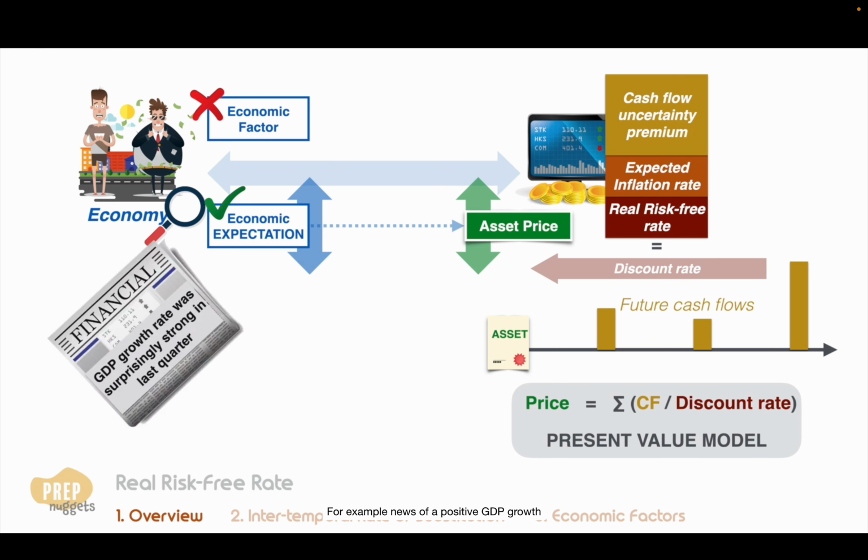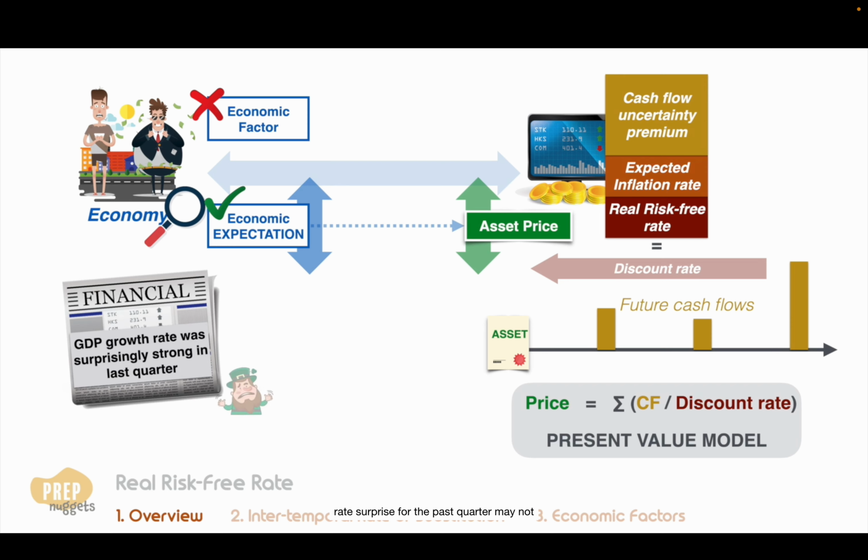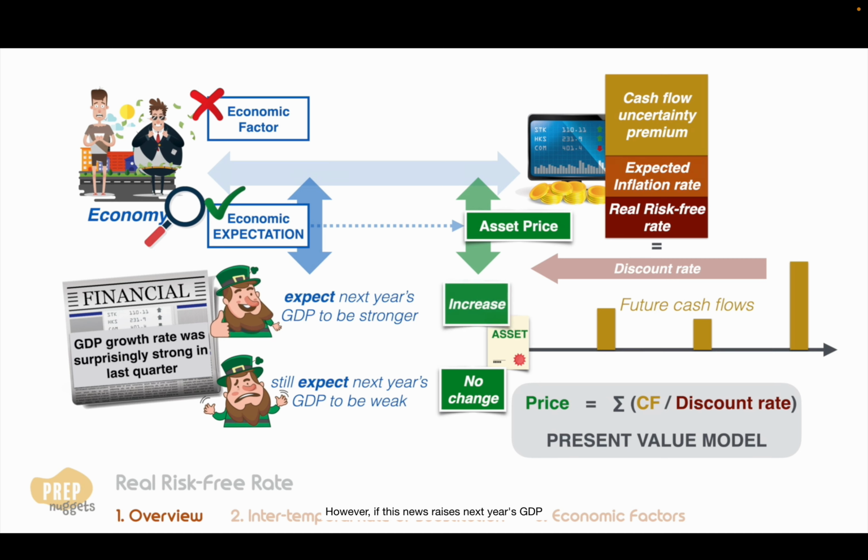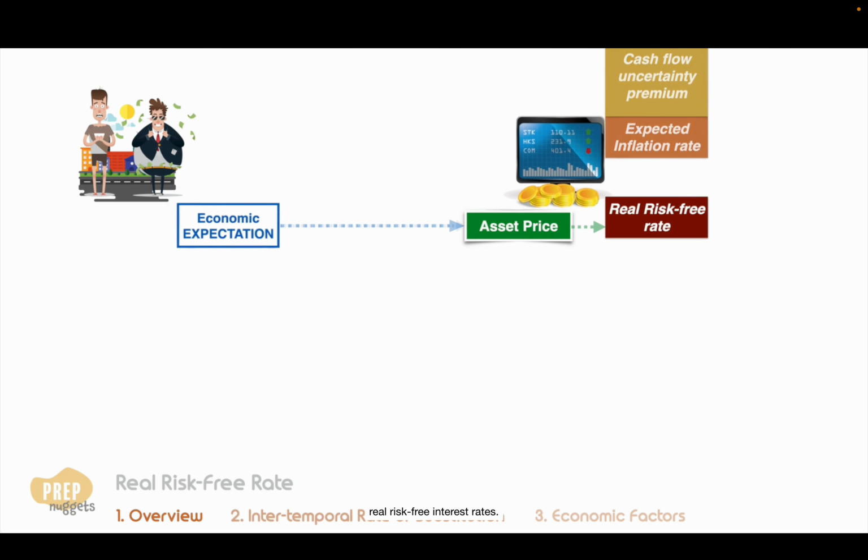For example, news of a positive GDP growth rate surprise for the past quarter may not cause stocks to rise if investors still have the same expectation for next year's GDP. However, if this news raises next year's GDP growth expectation, stock prices should increase to reflect such a change in expectations. Now, let's begin with our study on how economic expectations affect real risk-free interest rates.